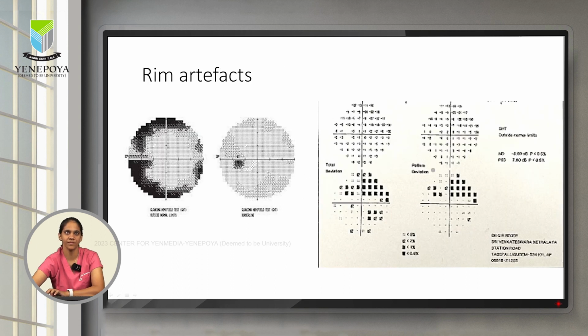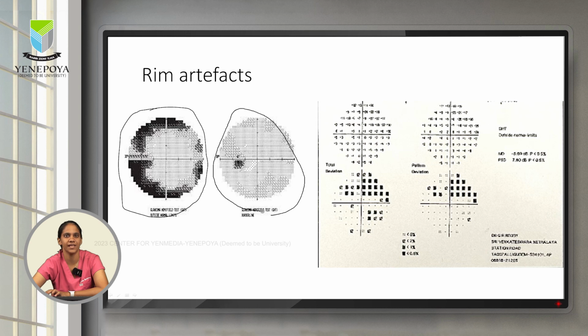And then come your rim artifacts. You remember when I told you the correction lenses have to be placed exactly in the right position in the perimetry before the beginning of the test. So this image was of the gray scale. But on seeing this, our consultant felt something was wrong. This cannot be the field defect of the patient. And when they asked to adjust the lenses again, this was the field of the same patient. So you see the difference it makes.